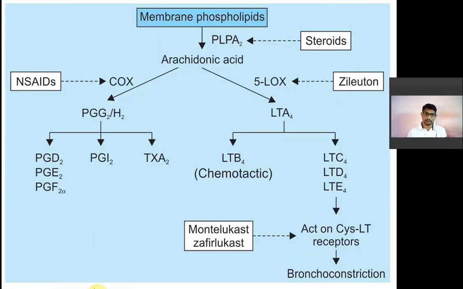Now I would like to explain the mechanism of how pain and inflammation develop. First of all, your tissue is covered by a biological membrane. Whenever there is injury to the tissue, your biological membrane gets ruptured and damaged. You know that it is made up of phospholipids. Phospholipids will be released. Now these phospholipids are converted by the enzyme phospholipase A2 into arachidonic acid.